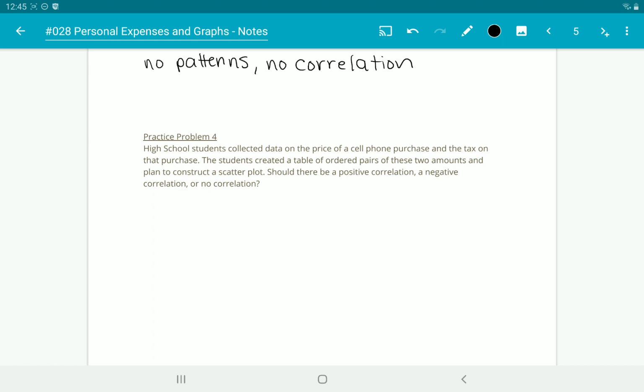And then lastly, practice problem 4. It says high school students collected data on the price of a cell phone purchase and the tax on that purchase. The students created a table of ordered pairs of these two amounts and planned to construct a scatter plot. So if you draw a little graph here, we would have the price of a cell phone, and then we'd have the amount taxed on that purchase. Should there be a positive correlation, a negative correlation, or no correlation? Okay, so the more that you pay, the more that you get taxed. So that would be a positive correlation.